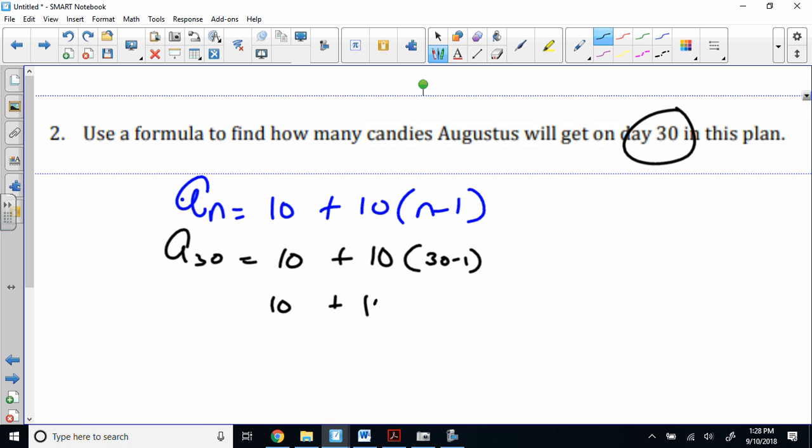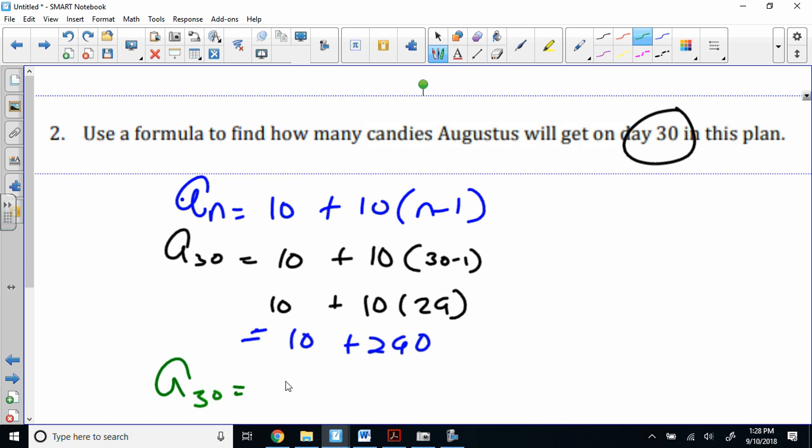So that's 10 times 29. Yep. So, let's see. That's 10 plus 290, right? Anybody want to guess what that equals? A sub 30 is how much? 300. How about that? How did we do?